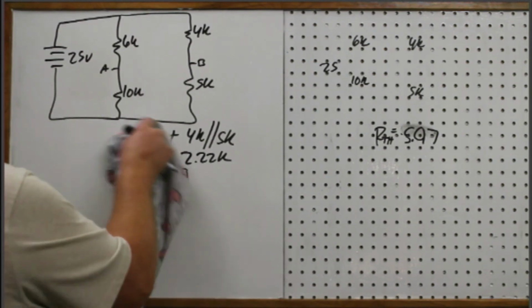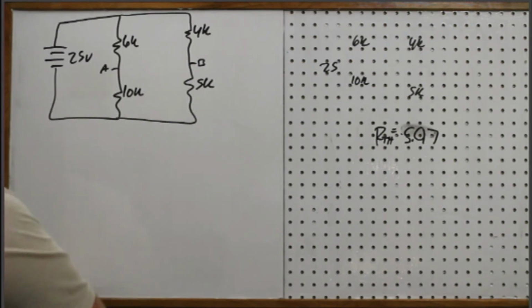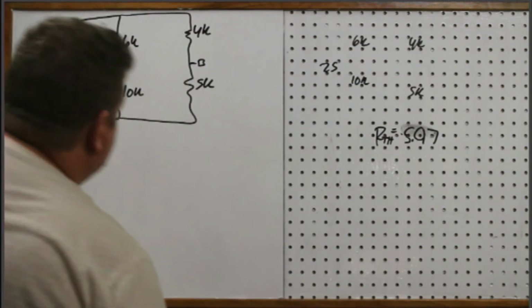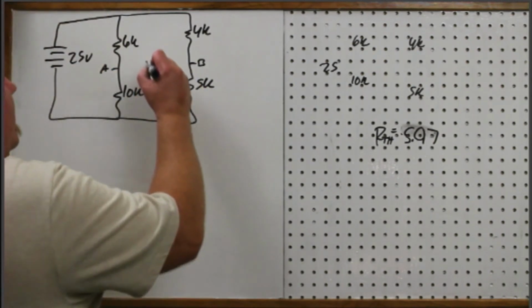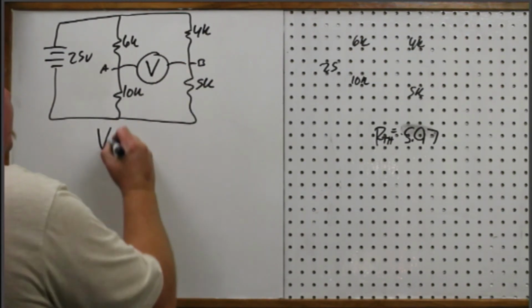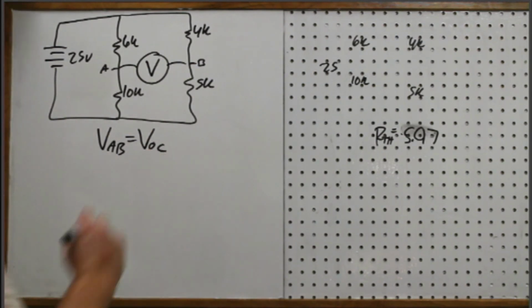Now we've got to find VTH, which means we go back to the very first discussion in Chapter 7 on the Wheatstone bridge. And that is, I need to know what the node voltage is here and the node voltage is here, because if I'm putting a voltmeter between A and B, that's the voltage of AB, or the open circuit voltage, just like we saw in the presentation steps of what Thevenin's theorem is.